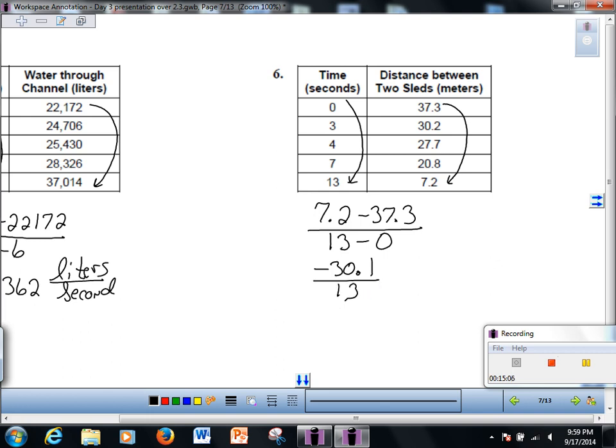If you divide that on your calculator, you're going to get a decimal. So I'm going to go approximately negative 2.3 meters per second. So I tried to get the hardest part of the lesson out of the way first, called rates of change.